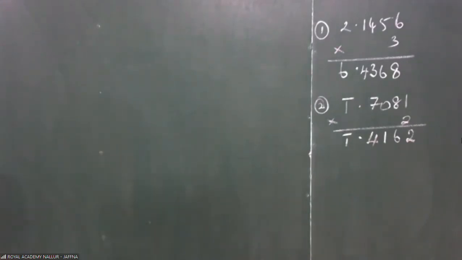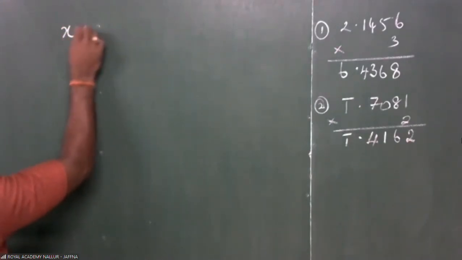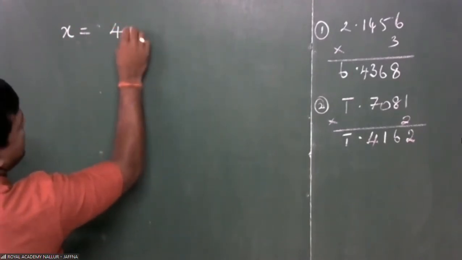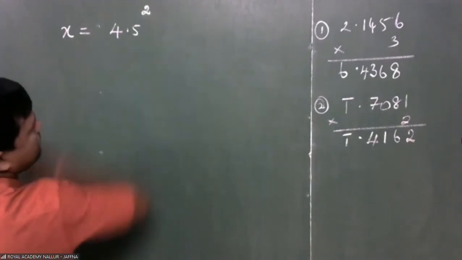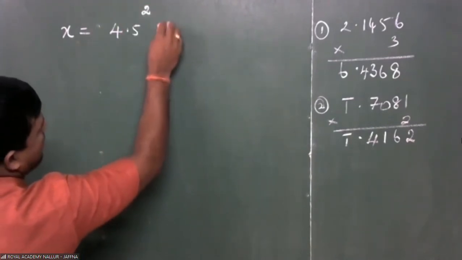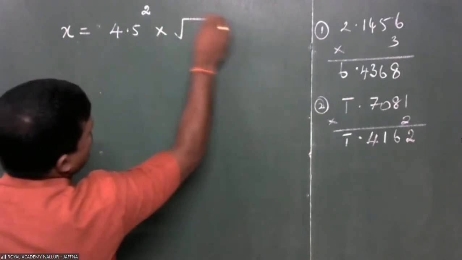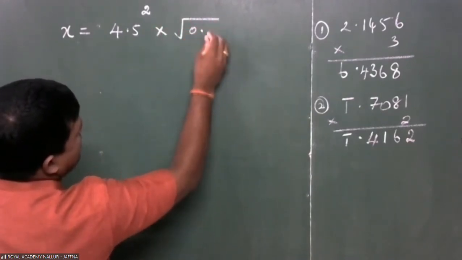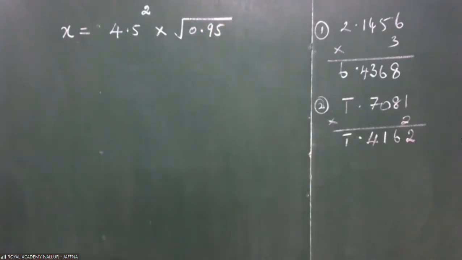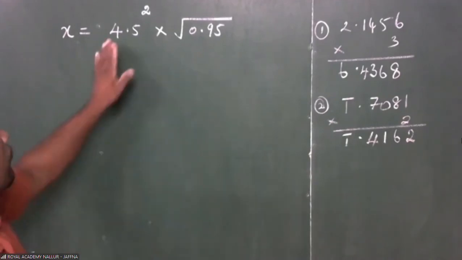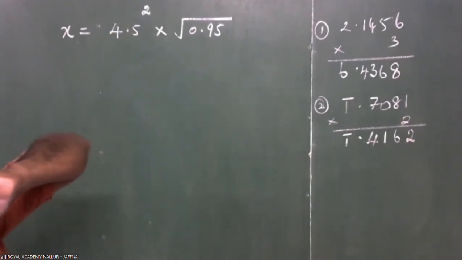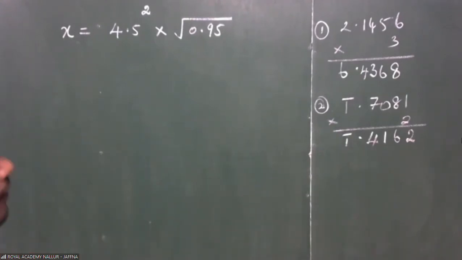Here, let's say now, x is a value that is equal to 4.5 squared, into the square root of 0.95. Now there's a multiplication of 2 values: 4.5 squared into the square root of 0.95. So the first work is considering the logarithm.